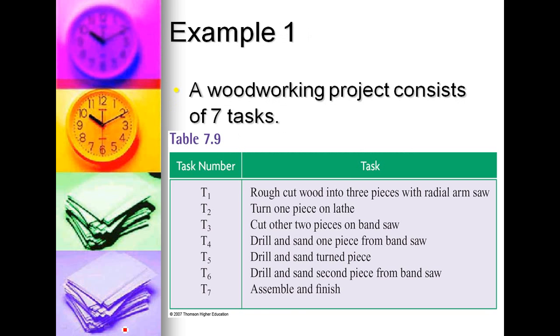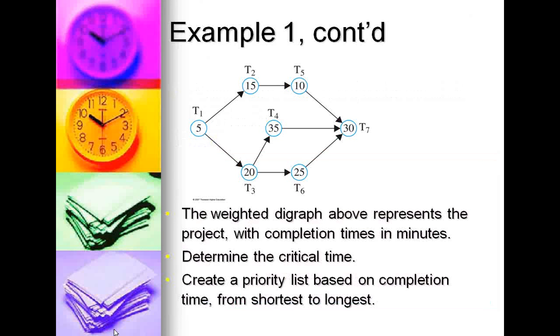So in this example, we have a woodworking project with 7 tasks. And here's the diagram to represent that. What we want to do is determine the critical time. Now this goes back to what we did in section 7.1. You're going to find each of your maximal paths, determine their times. Whatever the largest one is, that's the critical time.